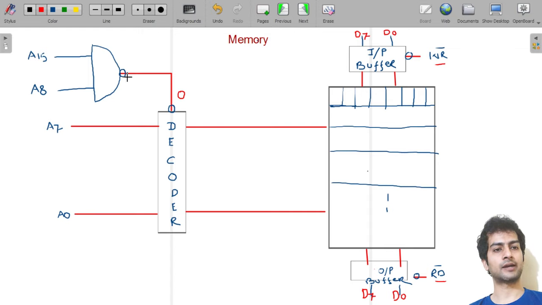So to get the output of the NAND gate as 0, we require A15 to A8 to be all 1. When they are all 1, the output of the NAND gate will be 0, and in this case the decoder will get energized.